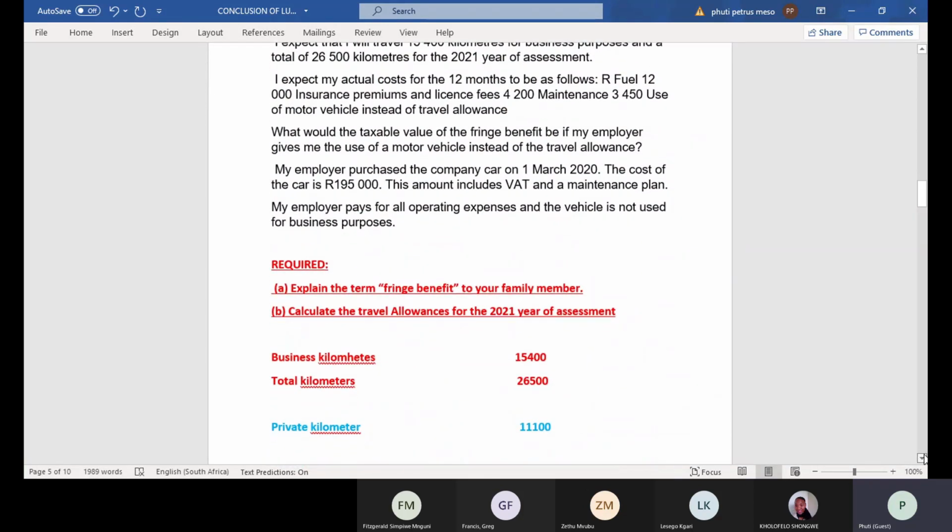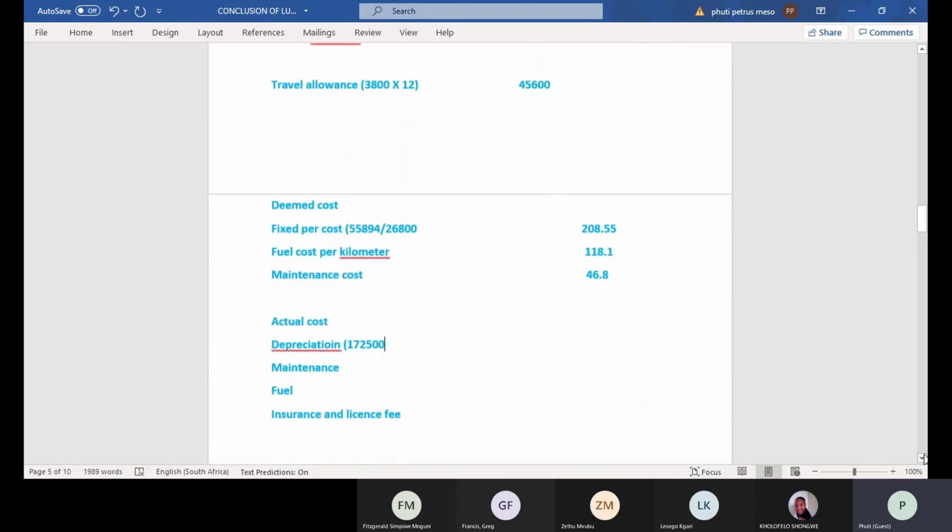Remember, our depreciation is limited to 7 years. Automatically, you have to know that. So you'd say 172,500 divided by 7 years, and then you get the depreciation, or what's called the wear and tear. Your wear and tear would be an amount of 24,643. Okay, I round it off. Then the maintenance, I think it's given there in the question.